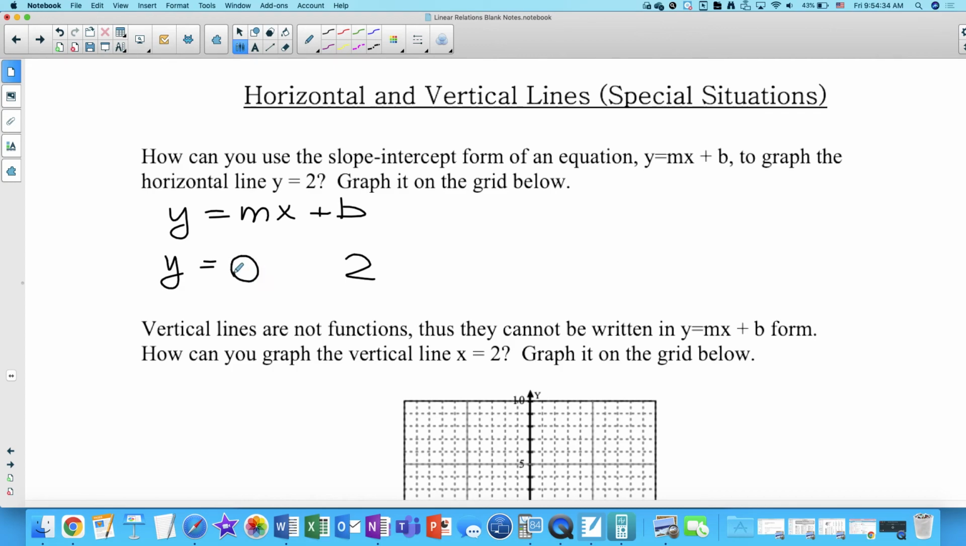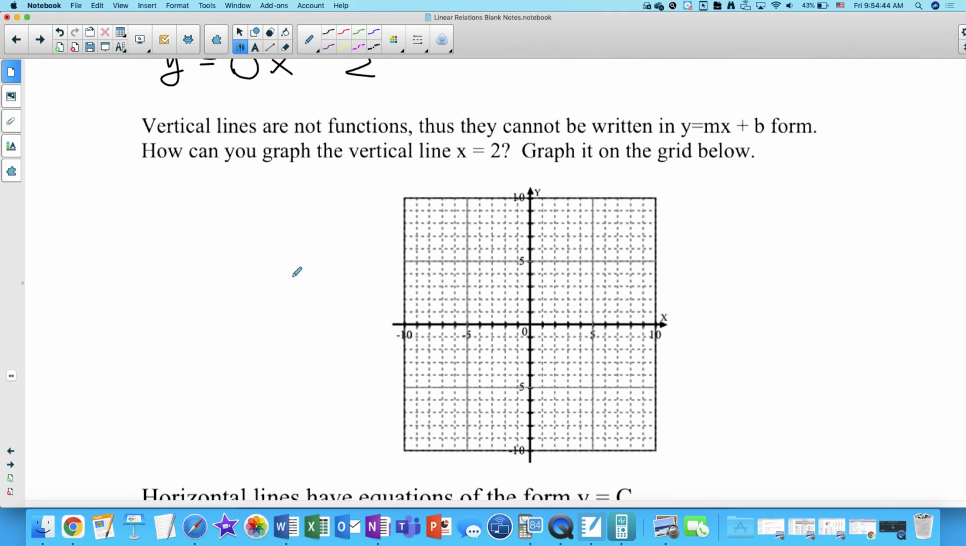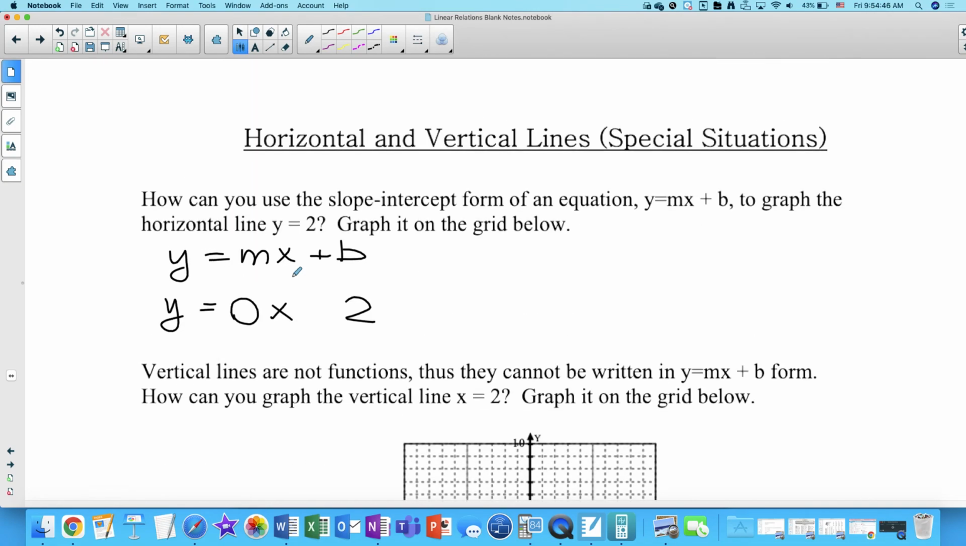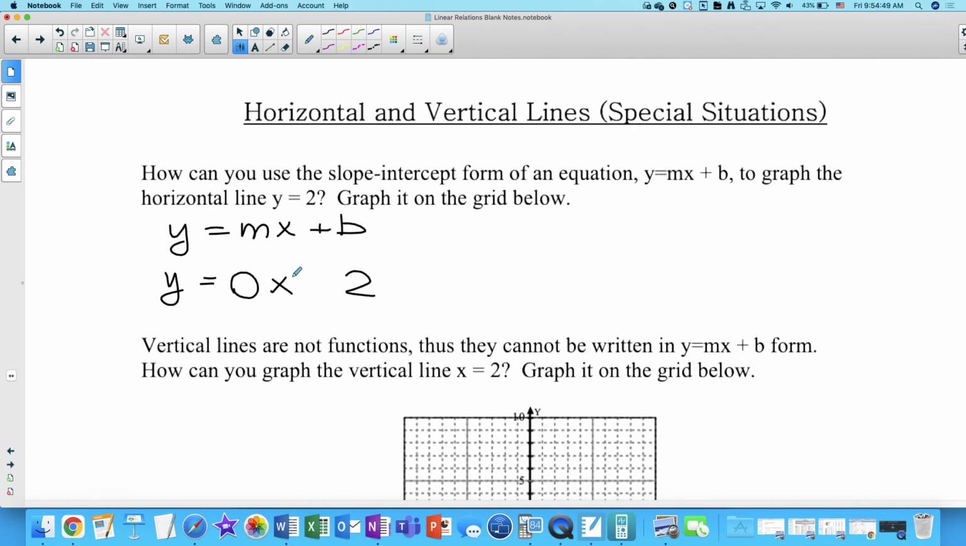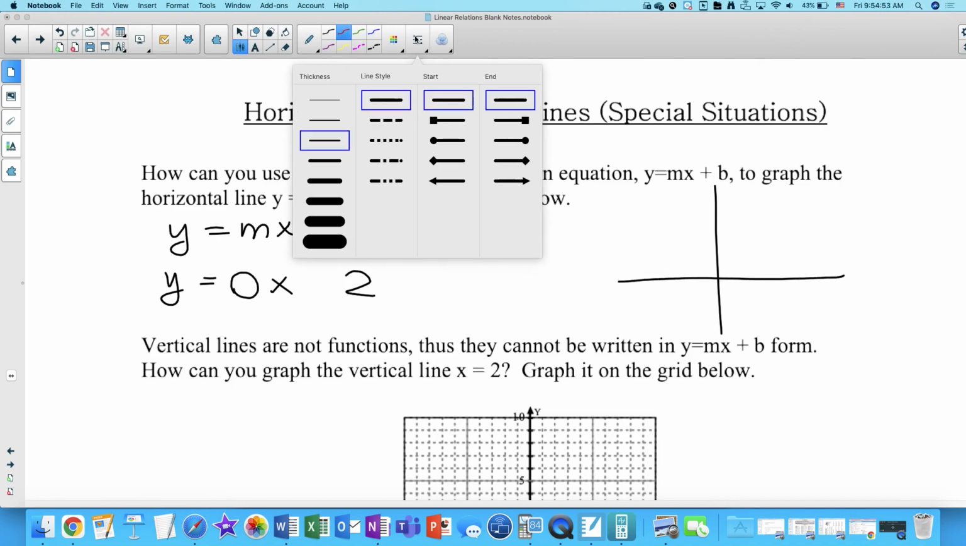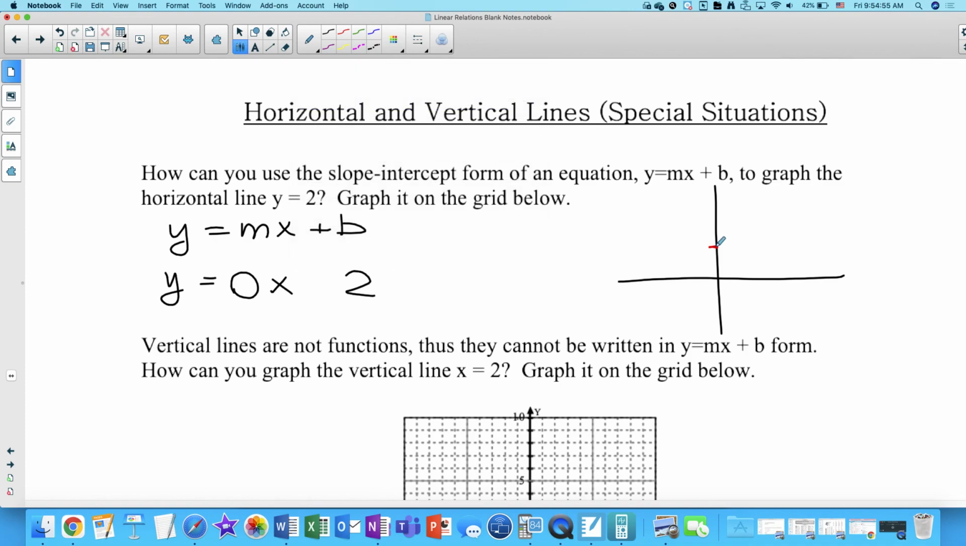Now, what does this look like? Well, actually, I don't have a grid here. A horizontal line at 2. Right? And we talked about that too. Any horizontal line is essentially y equals a number. And that number is going to be wherever the line sits.